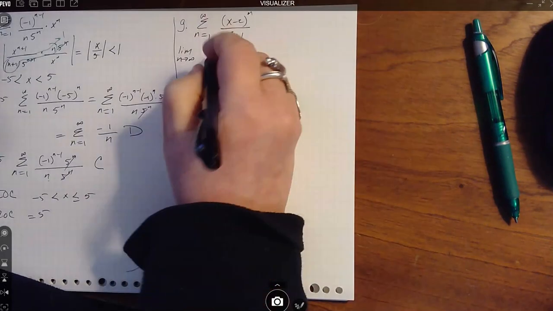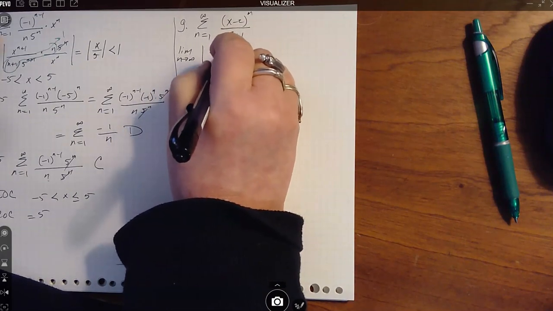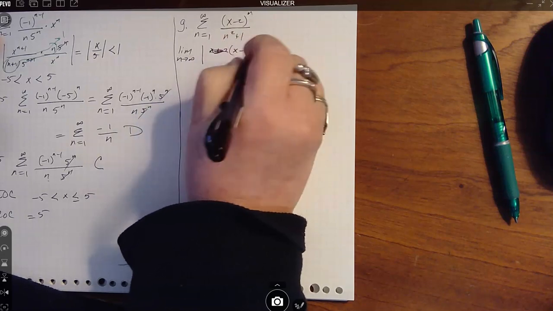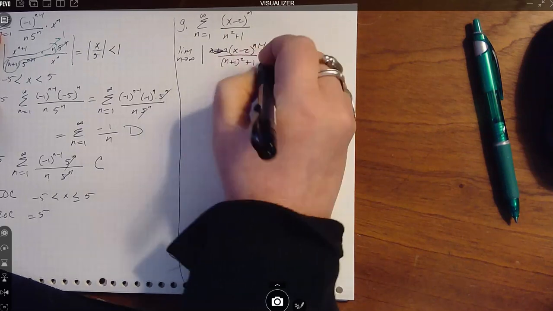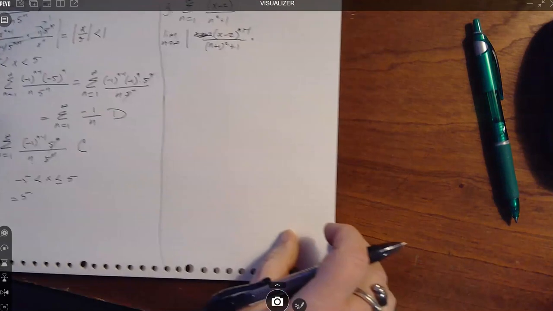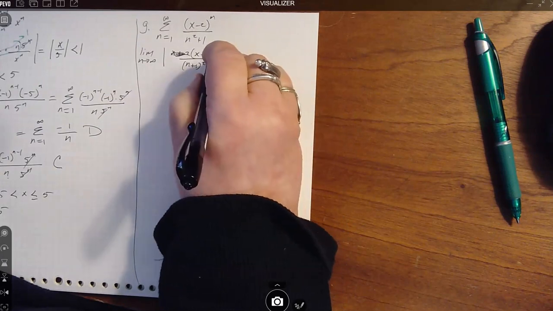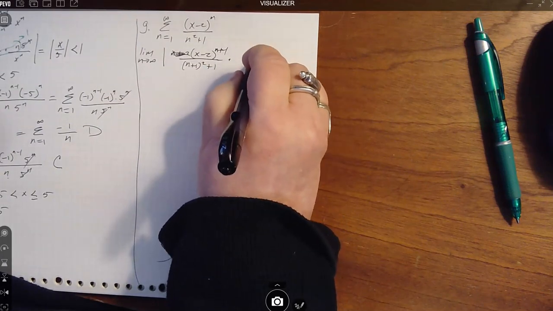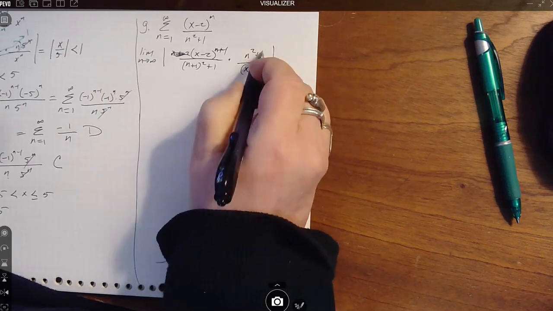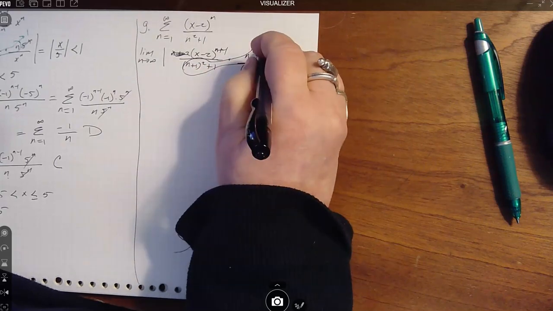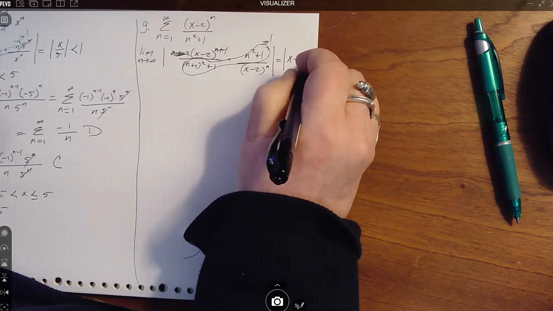So the limit as n goes to infinity, I have x minus 2, let's try this again, (x minus 2) to the n plus 1 over (n plus 1) quantity squared plus 1, times the reciprocal of a sub n. I have n squared plus 1 over (x minus 2) to the n. These polynomials, that limit is 1. The only thing that survives is the absolute value of x minus 2, which must be less than 1.